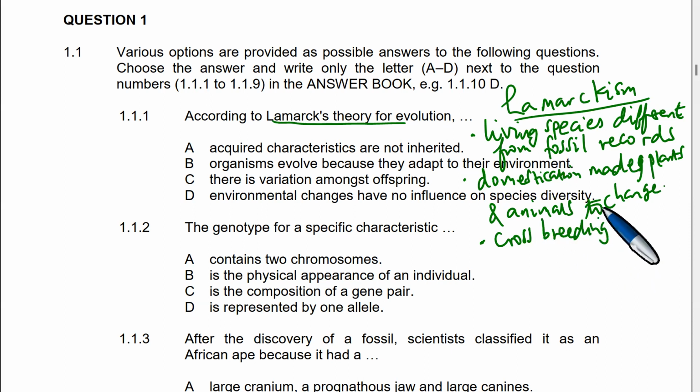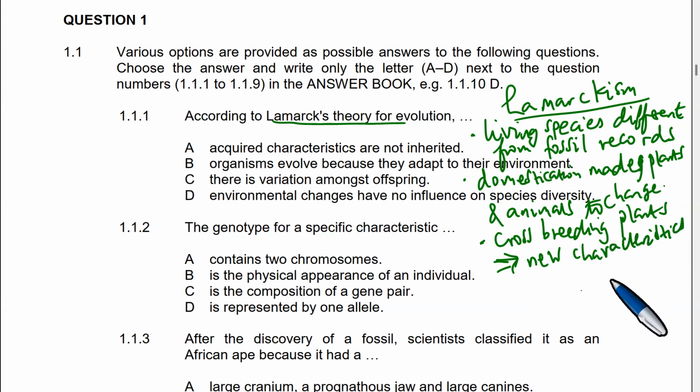Right, so crossbreeding plants often led to characteristics appearing in the offspring. Okay, new characteristics. So offspring meant or implied new characteristics, some new properties in the offspring. So this is what we call Lamarckism. Now at this point, we need to choose according to these three points of Lamarck's theory of evolution. And if you look very carefully, we're able to see clearly what is happening here.